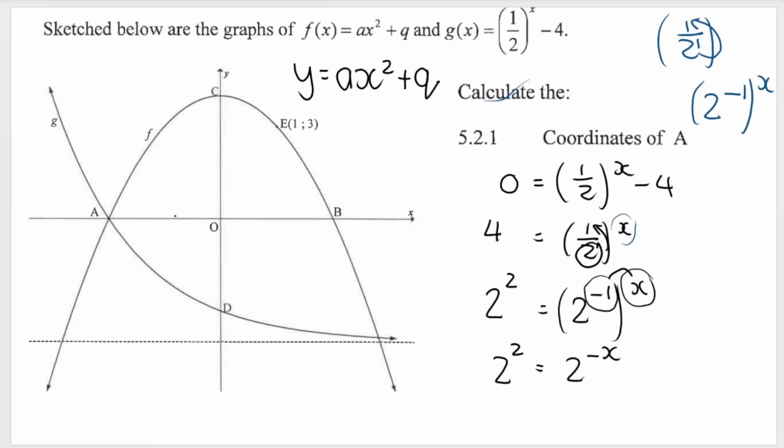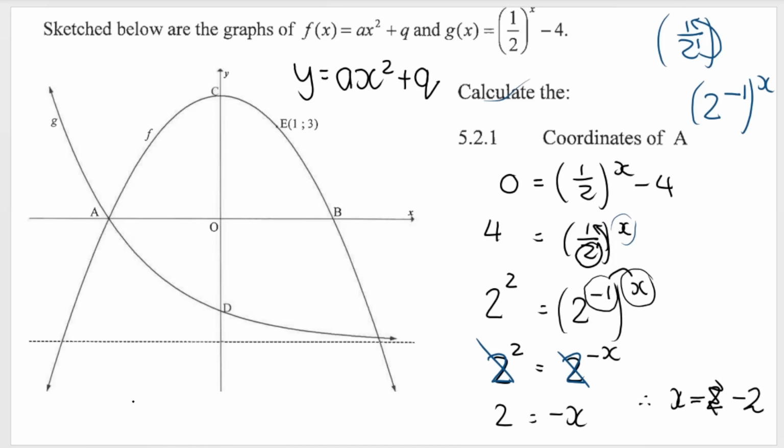Now this is how I teach my grade 9s and 10s. Now you see that the bases are the same. This is a base and this is the base. We can drop the base, get rid of the base. 2 is equal to -x. Therefore, x is equal to -2.